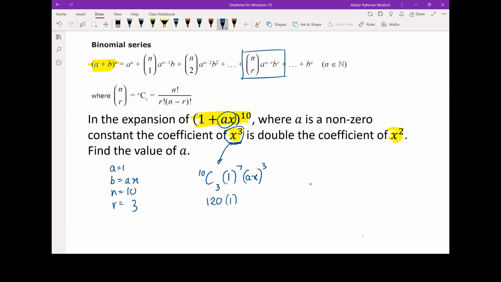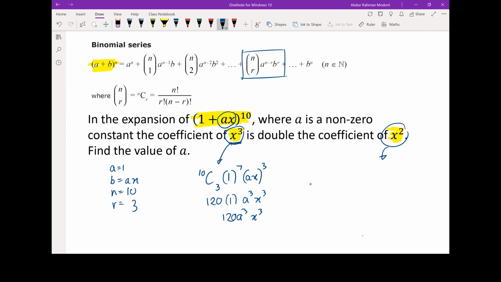And (ax)^3 is the same as a cubed x cubed. So this becomes 120a cubed x cubed. We then need to look at this term. I know it says something about the coefficient of this being double the coefficient of x squared, but in order to get there, we need to find out what the x squared term is. Oh, sorry, it's a 120 there. So then we can go and take a look at the next term.